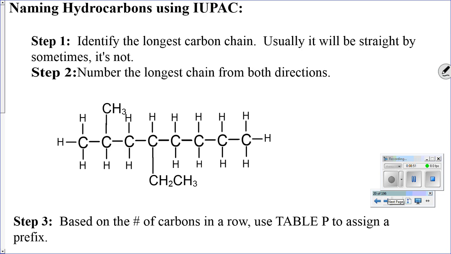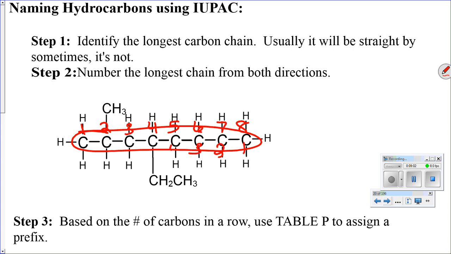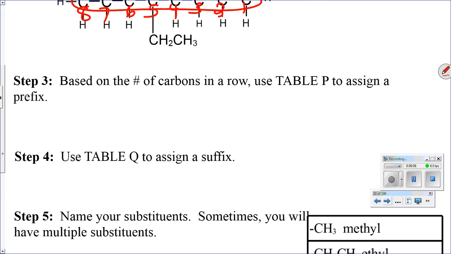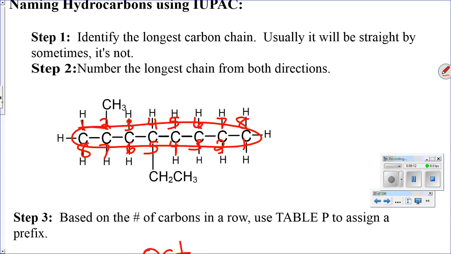So this molecule right here, we're going to do our longest chain in a row. We go ahead and number 1, 2, 3, 4, 5, 6, 7, 8. So we're able to say, okay, we're going to have oct. We have all single bonds, which is ane. Now, we're going to look at our 2 substituent groups.